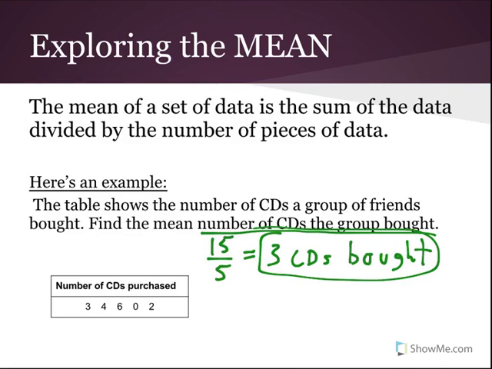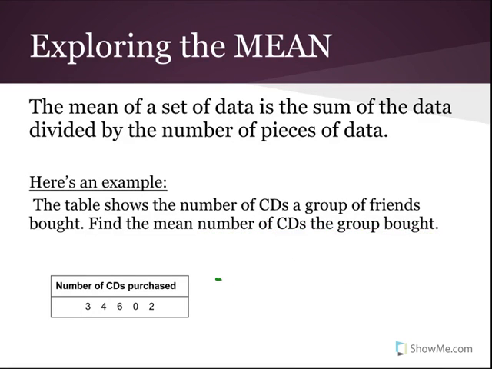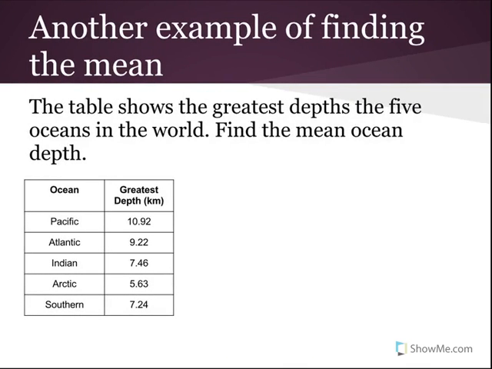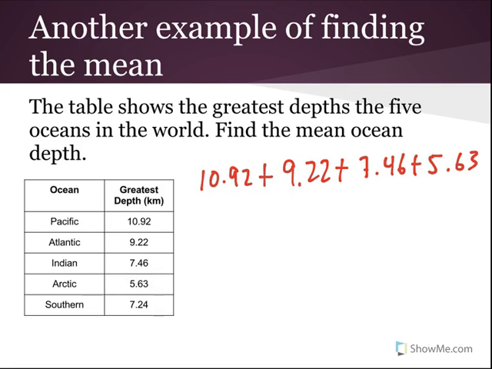Now, what we're going to look at here is what is the mean? Remember what the mean is? It's the average, which means that we're going to have to try to find the sum of the data, which means that we're going to have to go 10.92 plus 9.22 plus 7.46 plus 5.63, and then we're going to add 7.24. Now, all of this, guys, will be divided by the total number of data items, divided by 5.